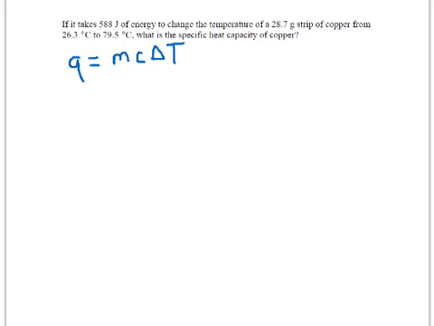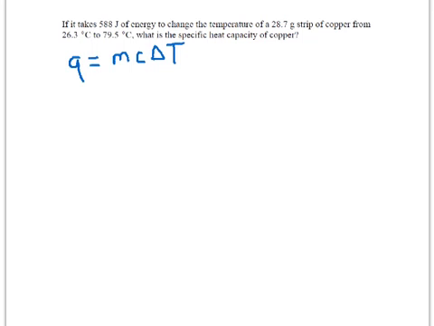So what are we trying to find? Well, it gives us our Q. It says if it takes that much energy to change the temperature of a 28.7 gram mass strip of copper from an initial temperature of 26.3 to a final temperature of 79.5 degrees, what is the specific heat capacity of the copper? So we're looking for little c, specific heat capacity.